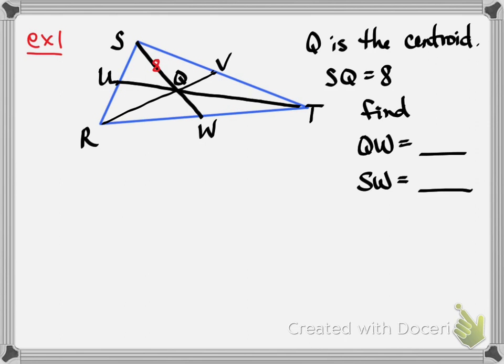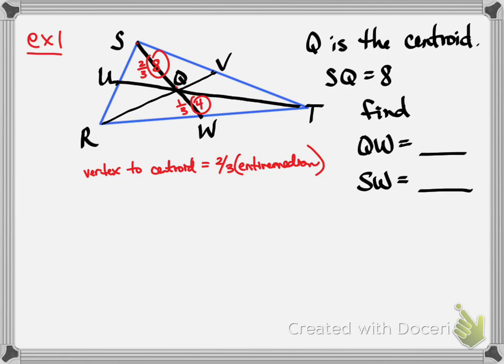Alrighty, I'm going to make it just a little bit larger. So we just wrote down from the vertex to the centroid is 2/3 of the entire median. So right here, S to Q, that's vertex to centroid. That's the 2/3 part. Well, do you know what 1/3 would be? If 2/3 are 8, do you know what 1/3 would be? Well, it'd be half of 2/3, so it'd be half of 8. So 1/3 would be 4.